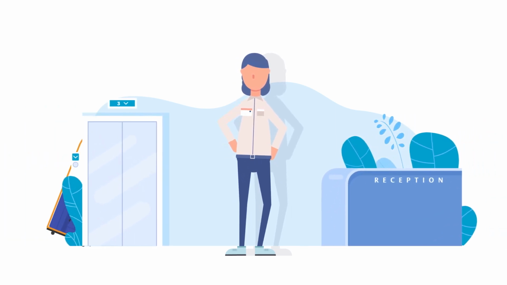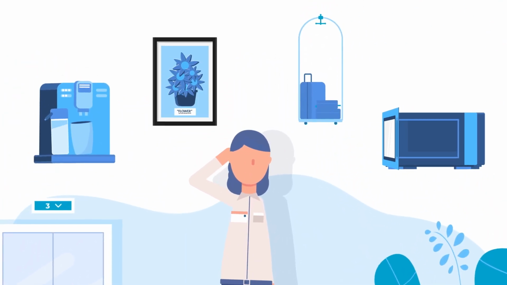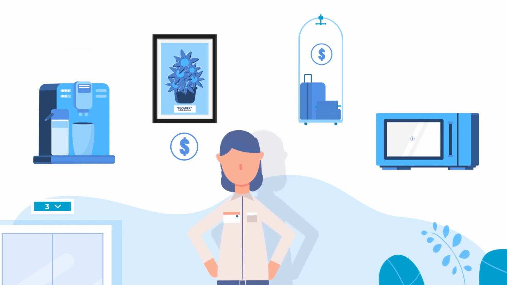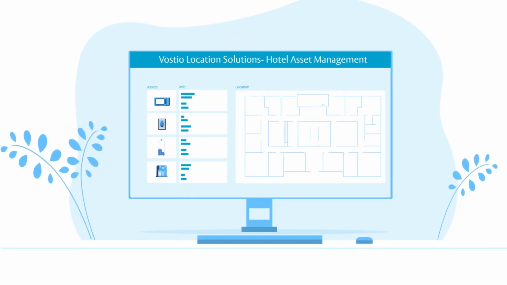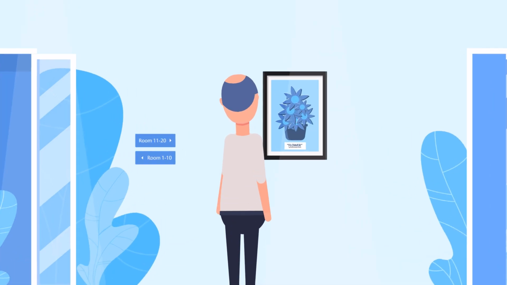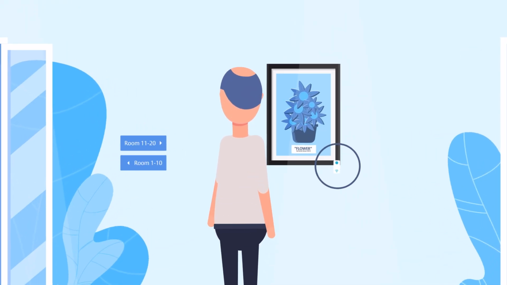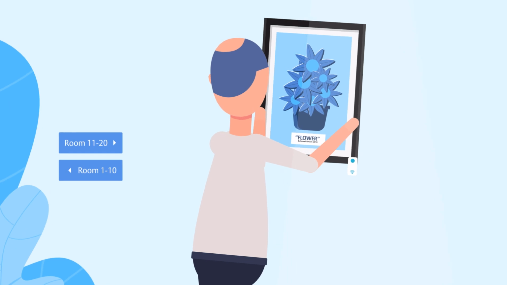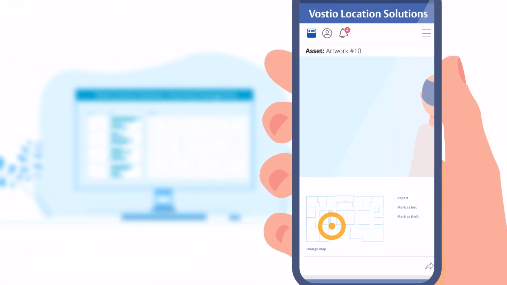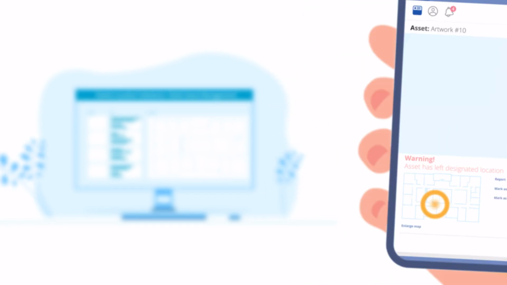Your hotel's physical assets and guest amenities are a significant investment, so the effective management of them is critical. Introducing Vostio Location Solutions Hotel Asset Management. By attaching an asset management beacon and leveraging Vostio Location Solutions infrastructure, your staff will be able to easily and instantly locate the asset with a simple query search.